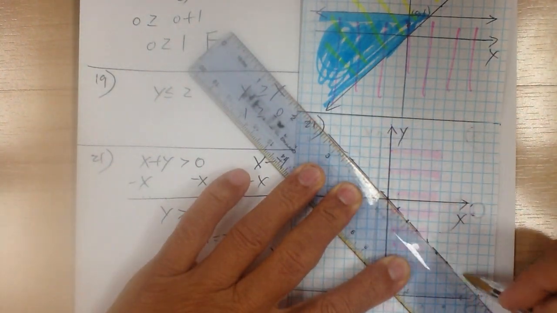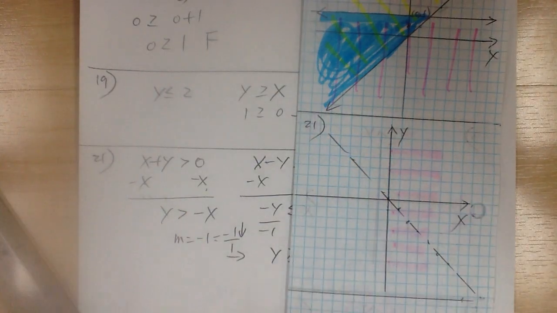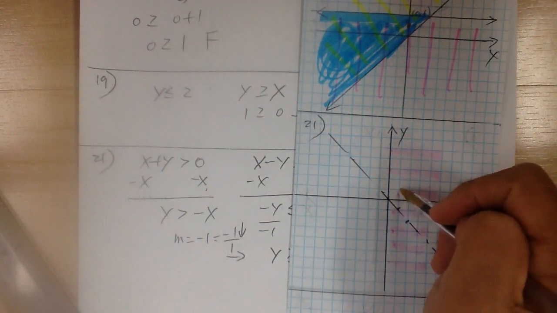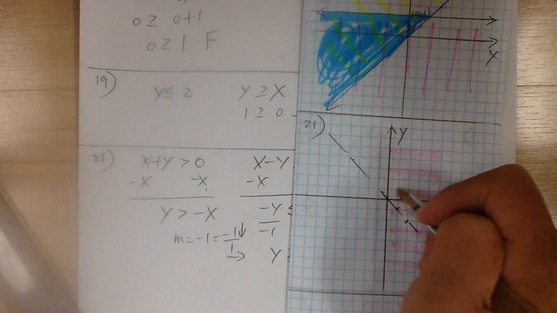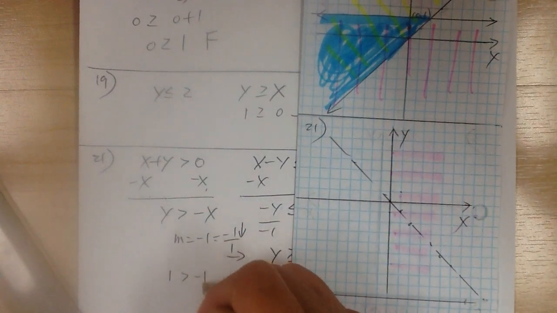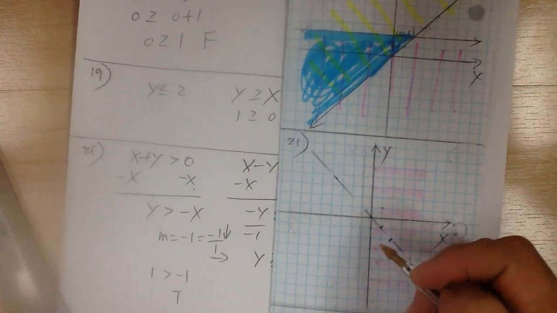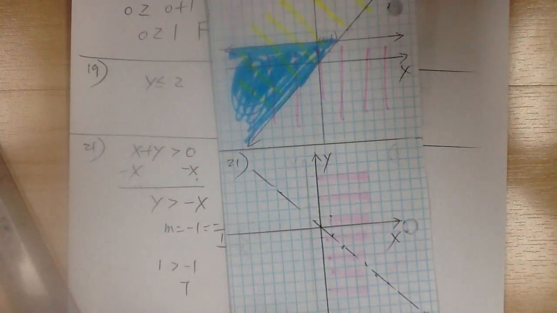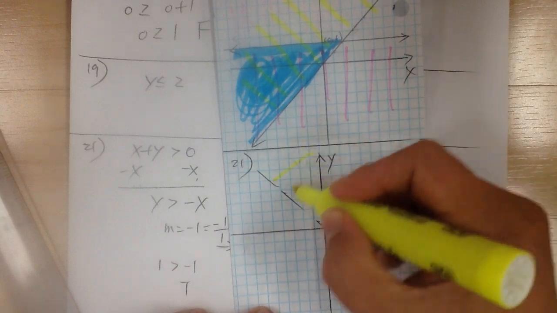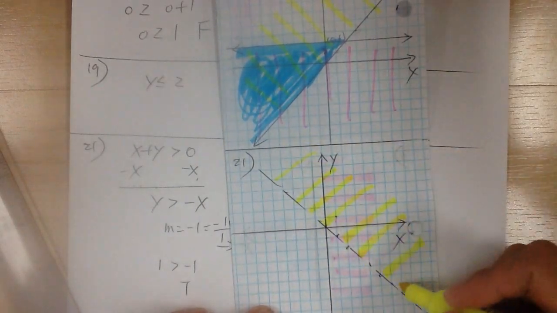Now, when you're doing multiple inequalities, make sure you do one completely. Then I'm going to do the testing point. I'm going to use (1, 1) as my testing point. So I got 1 is greater than negative 1. Okay? So that is true. So this side is true, so I'm going to shade these over here.